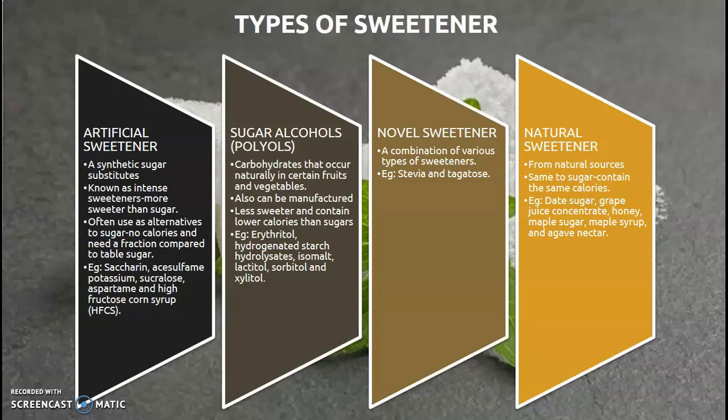Next is novel sweetener. It is a combination of various types of sweetener. Examples are stevia and tagatose. And lastly, natural sweetener. It is from natural sources and it is the same as sugar, containing the same calories. Examples are date sugar, grape juice concentrate, honey, maple syrup, maple sugar, and agave nectar.